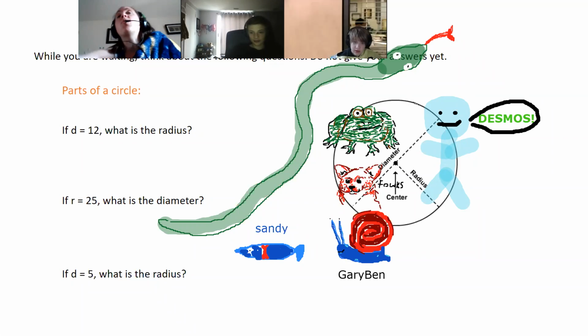Circumference is the distance around a circle. We will definitely be finding that this week. What about the radius? So diameter is the whole way through the circle. It's got to hit the center. How does the radius relate to that diameter?